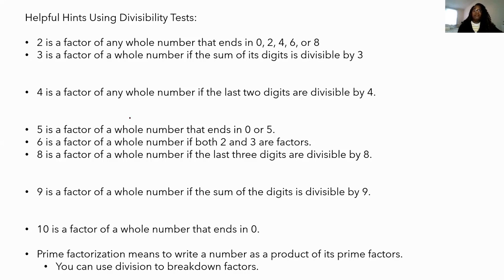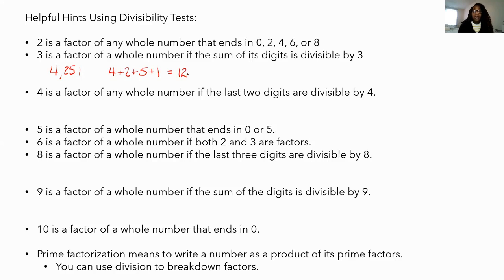Okay? So for the next one, 3 is a factor of a whole number if the sum of its digits is divisible by 3. Let me tell you what I'm talking about. So if I have 4,251, right? And they're saying the sum of the digits. So that means I'm going to add 4 plus 2 plus 5 plus 1. Okay, 4 plus 2 gives me 6. 6 and 5 gives me 11. And 11 plus 1 gives me 12.